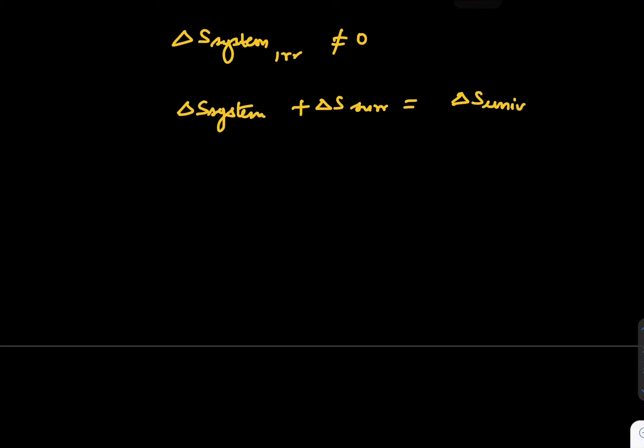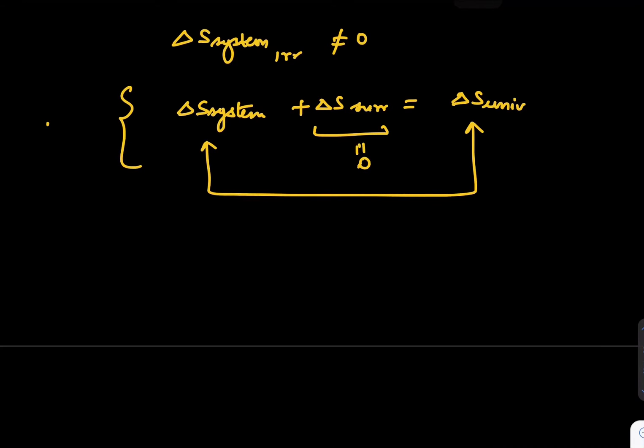So delta S system for irreversible, if you solve, will not be 0, and delta S system plus delta S surrounding is equal to delta S universe. Delta S surrounding is 0. Hence, my answer would be delta S system itself will match with delta S universe. So which case am I talking about? This I am talking about the irreversible case. And the same thing for the reversible case.